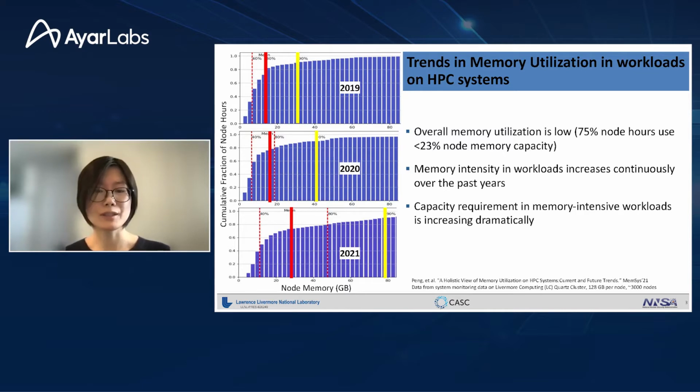But a more interesting finding is how the memory intensity changed in the past 3 years. That's why we're showing the shift in the red bars here, how they are shifting towards the right-hand side. They are actually increasing in node capacity. And a more dramatic change is in the yellow bars. Those are the memory intensive workloads. They have very dramatic, or doubled, memory capacity requirements in the past 3 years.